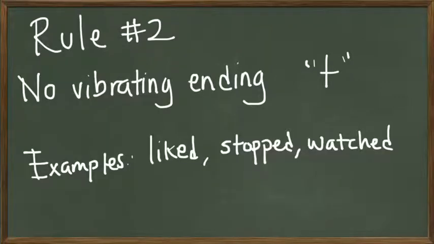Rule number 2. When there is no vibrating ending, we're going to pronounce the verb in past with a T sound, like a T in Spanish, also a T in English. T. Okay? Verbs like liked, stopped, watched. The no vibrating sound is a little bit more difficult to identify, but it's not impossible.